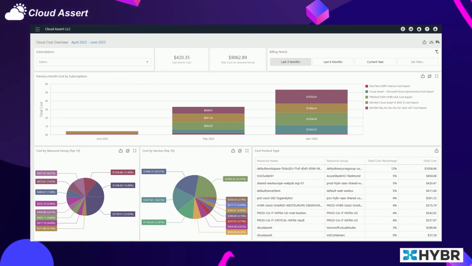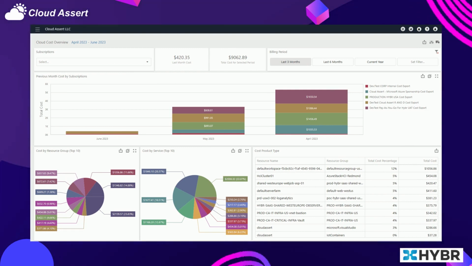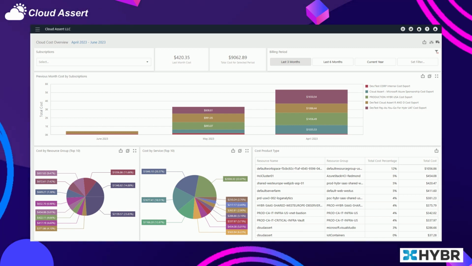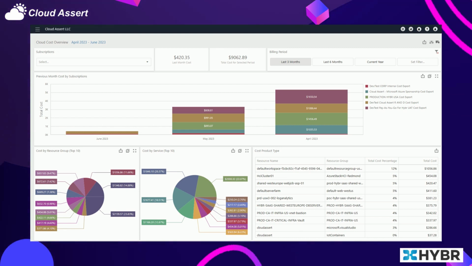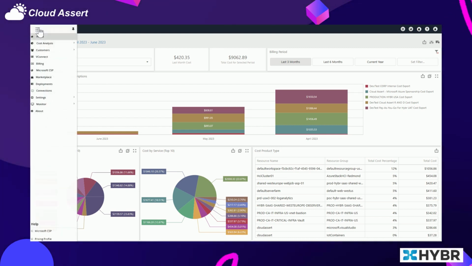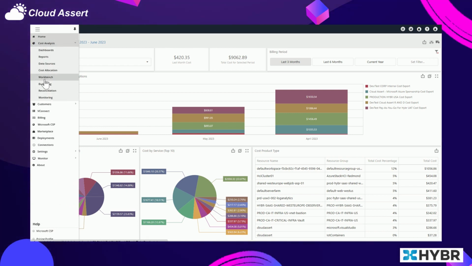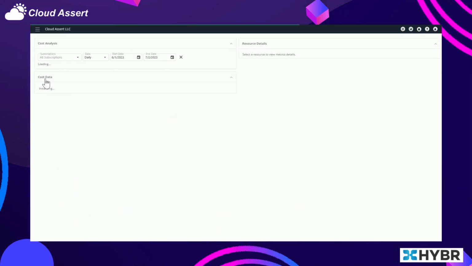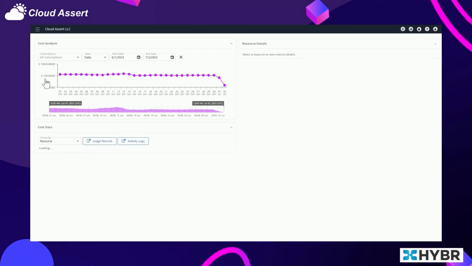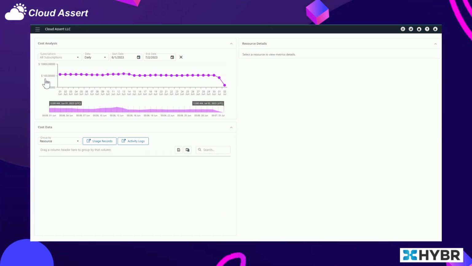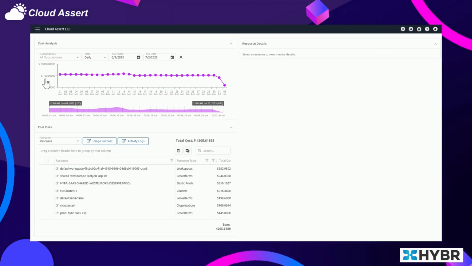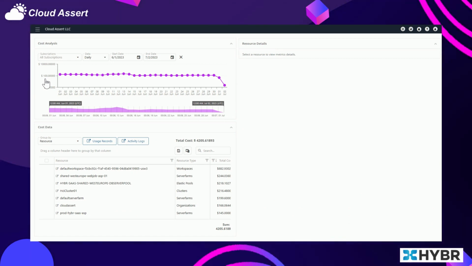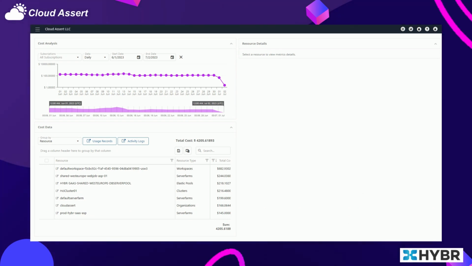Today, we are going to see a very unique feature in Hybr Cloud FinOps portal. It's the cost analysis workbench. This workbench has been created because Cloud FinOps practitioners need a place where they can slice and dice the data, drill down into a particular resource, service, or any tags and the time frame from a very usable UI experience.